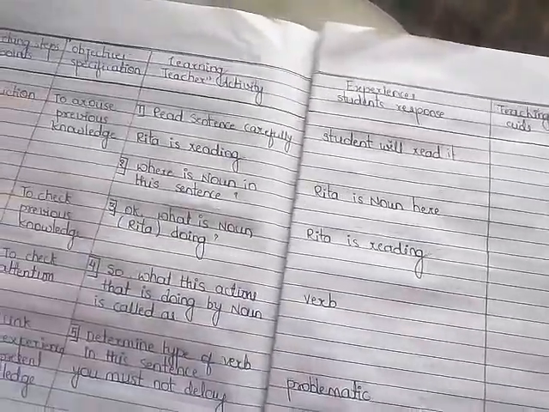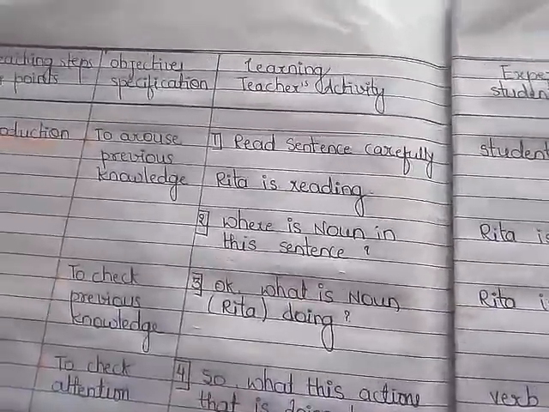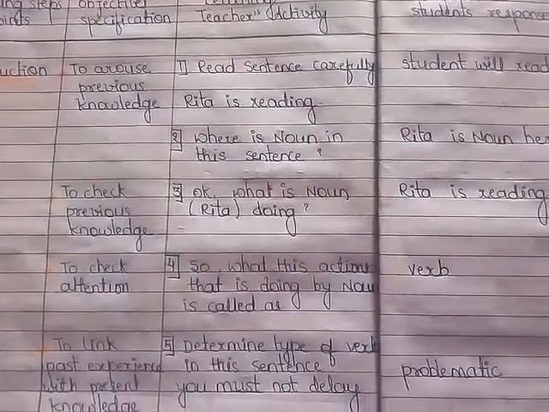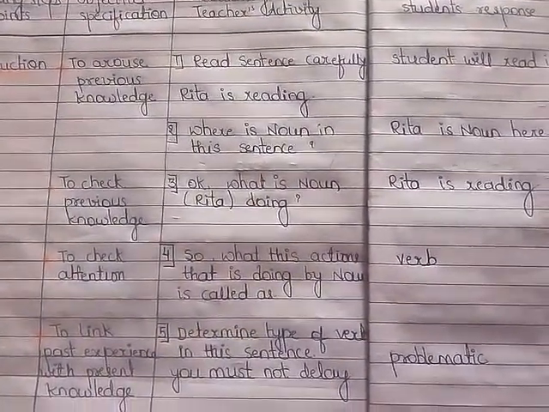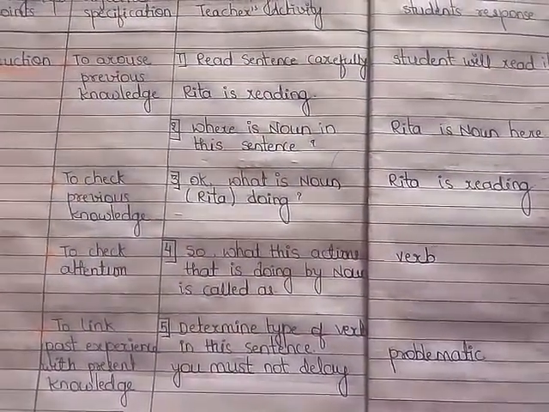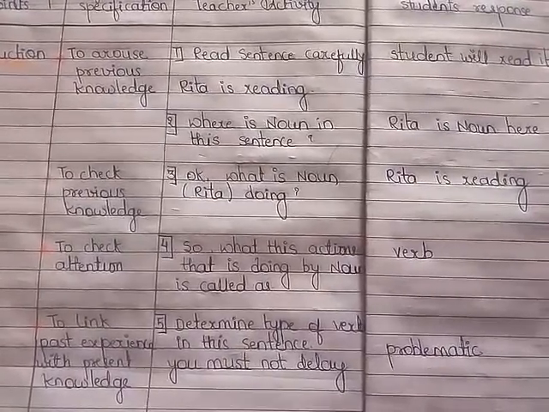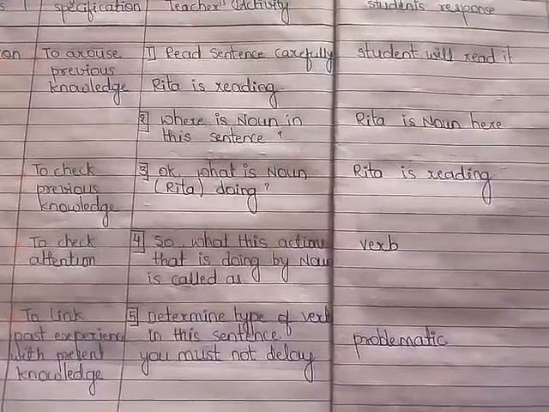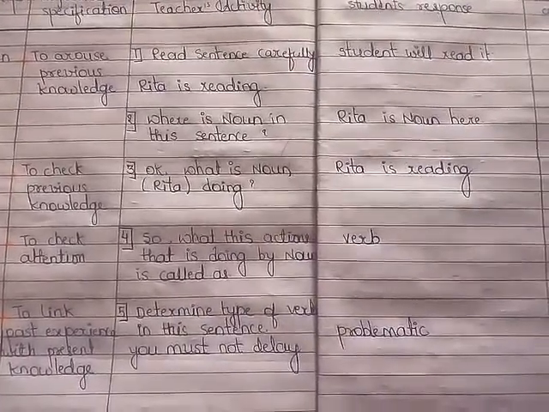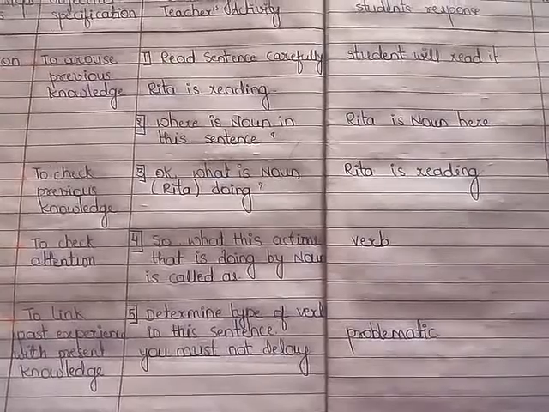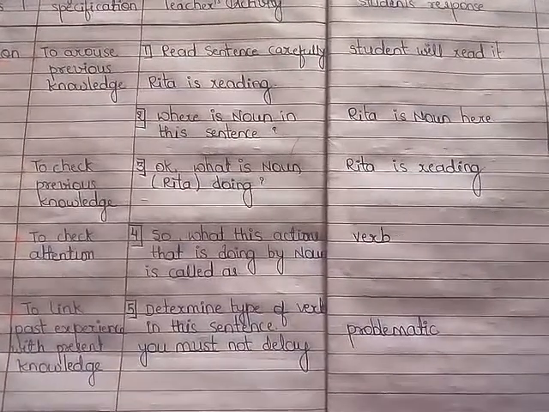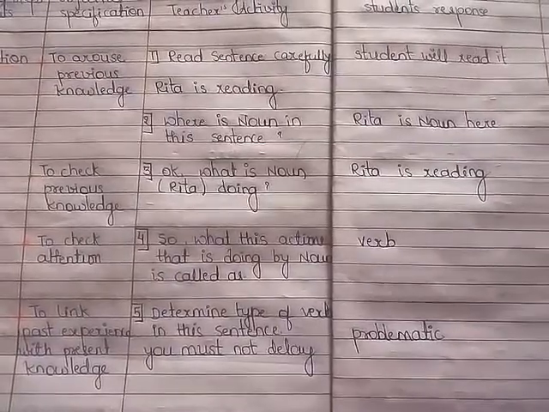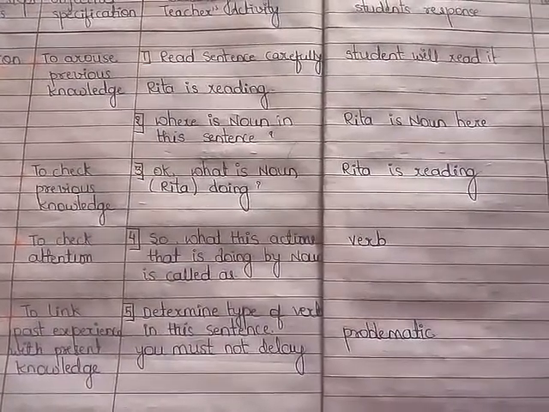Now let's move on to our introduction part. For introduction part I have added 5 questions. What we have to do is write this sentence, Rita is reading, on the blackboard, and ask students to read the sentence. Then students will read the sentence. Then second question would be, where is noun in this sentence? Then student will answer that Rita is noun in this sentence.